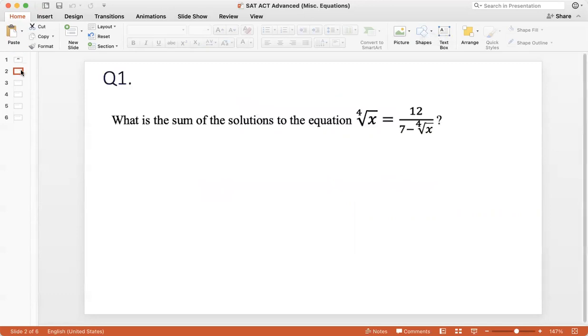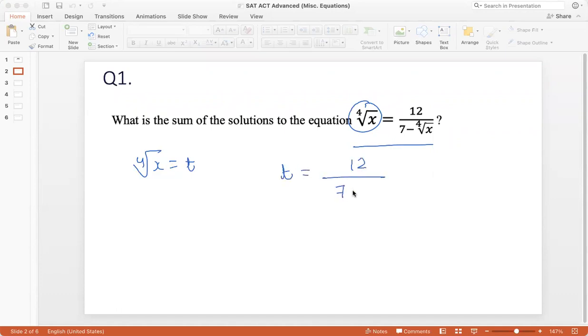Question 1. What is the sum of the solutions to the equation? This equation is 4th root of x is 12 divided by 7 minus 4th root of x. Now, when I need to solve something like this, it's always a good idea to assume this 4th root of x as something simple. So let's say 4th root of x is t. So my equation becomes t is equal to 12 over 7 minus t, right? So that just looks simpler. And then I cross multiply.